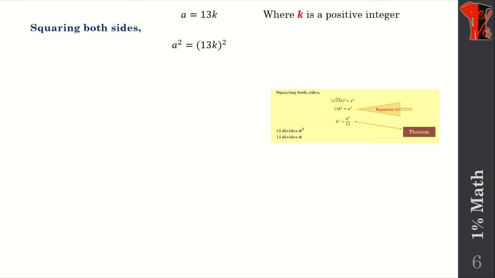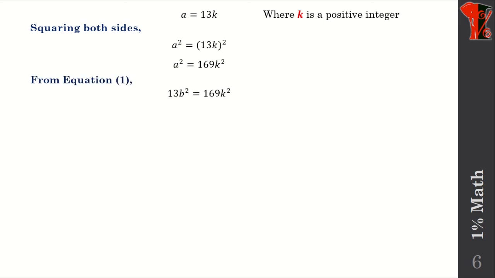We have marked one equation, so I am taking that equation now. When you square, it becomes A square is equal to 169k square. So from equation 1, I am going to replace A square as 13 B square, which is equal to 169k square. Now transpose 169 to the other side, you will get what? B square is equal to 13k square. Now what exactly have we done? We have got that B square can be divided by 13, right? That means 13 divides B square, as well as 13 divides B.